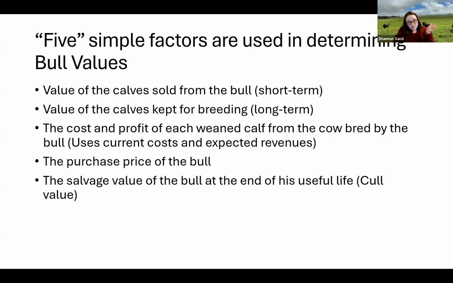Then the purchase price of the bull makes a huge difference, because if you look at bull prices right now, and Randy can back me up here, the range is very wide. I feel like the last few years it's gotten even wider. And then the salvage value of the bull at the end of its useful life, the cull value. Shannon, the cull value has been a little higher recently. Yes, it has been, and that's why some people are spending more on bulls, because they get a little more value out of their bull. That helps for today, Randy, doesn't it? But what does it do in the future? Long term, you have to consider: if I keep this bull for 5 years, what's the cull value going to be 5 years from now?